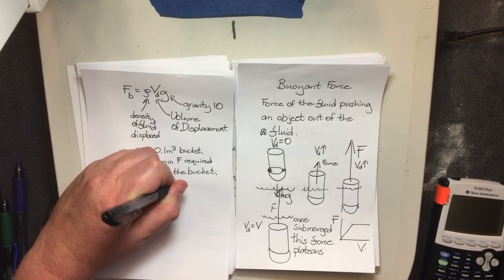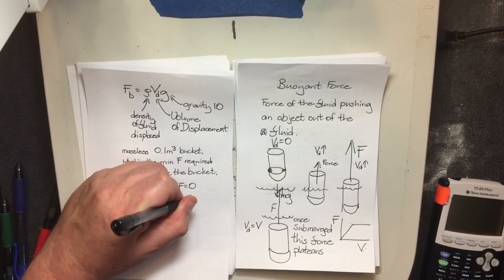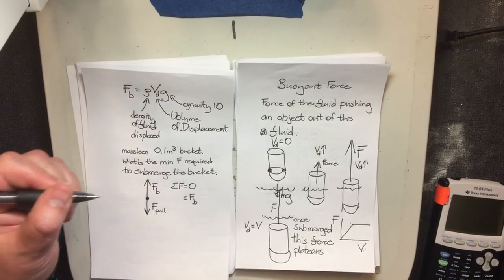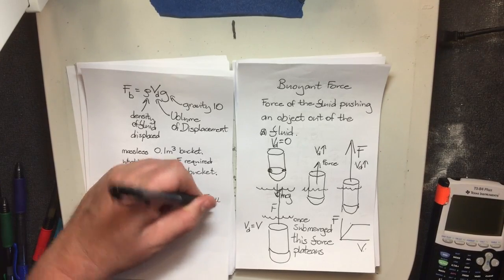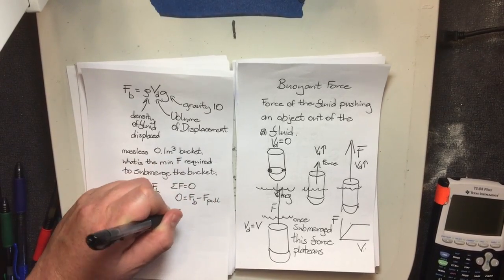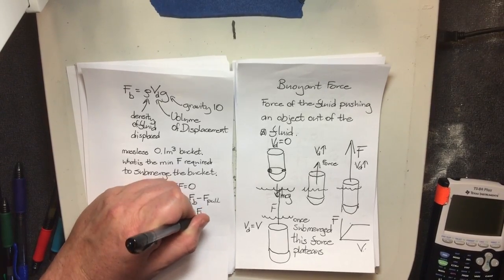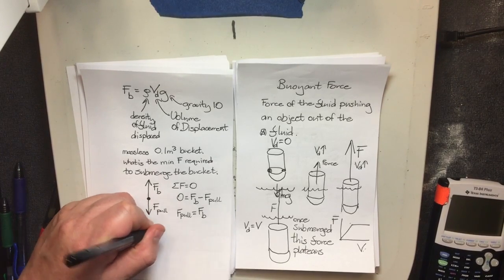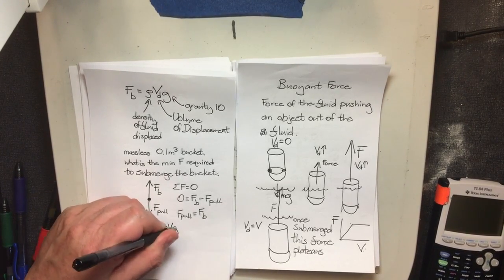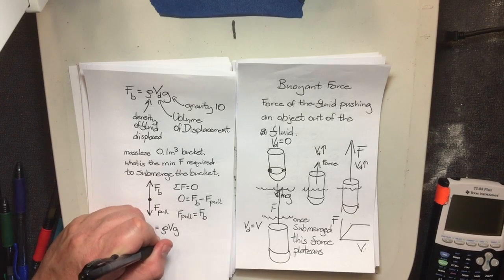The sum of the forces is equal to 0. And so this gives you F sub B minus F sub pull. So F sub pull is equal to F sub B. So F sub pull is rho Vg. Rho is the density of the fluid being displaced, or water. So 1,000.